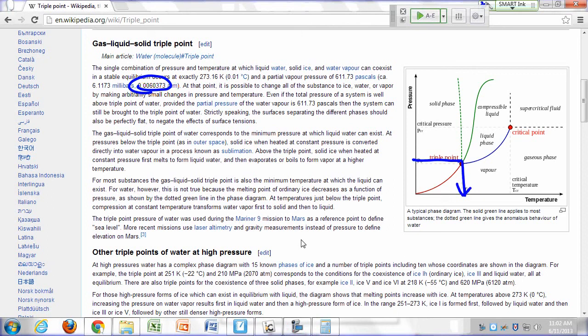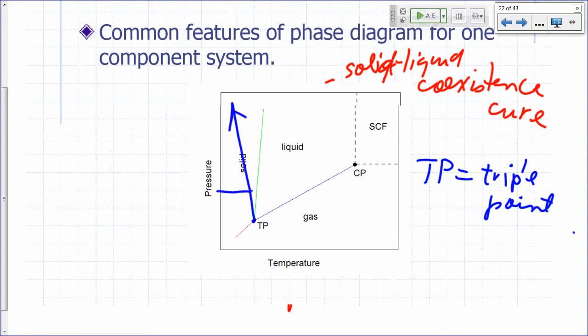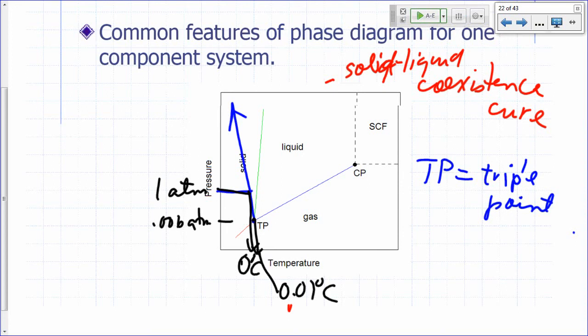The temperature at the triple point of water is 0.01 degrees Celsius. So that's 0.01 degrees above its normal melting point. In the case of water, this curve is actually leaning this way. At 1 atmosphere, the melting point is 0 degrees Celsius. And at 0.006 atmosphere, that's your triple point right there. That temperature right there is 0.01 degrees Celsius. So that's characteristic of water.